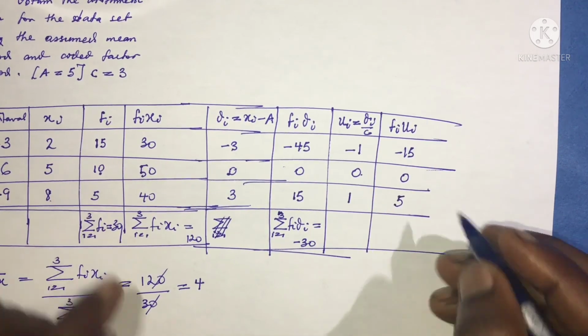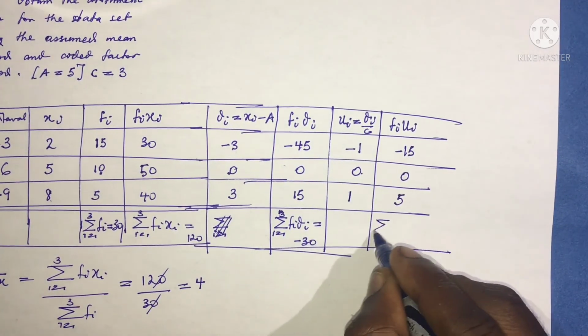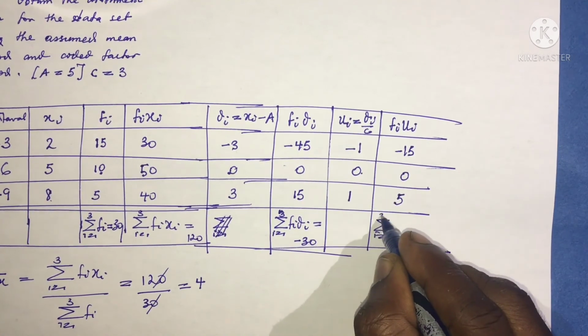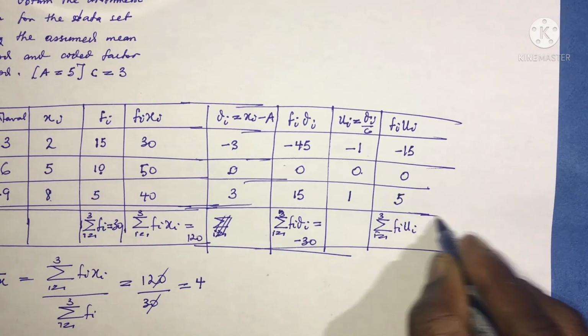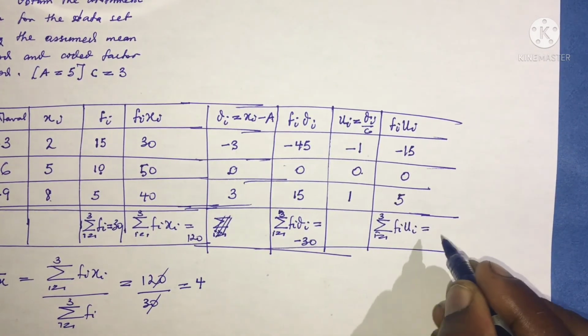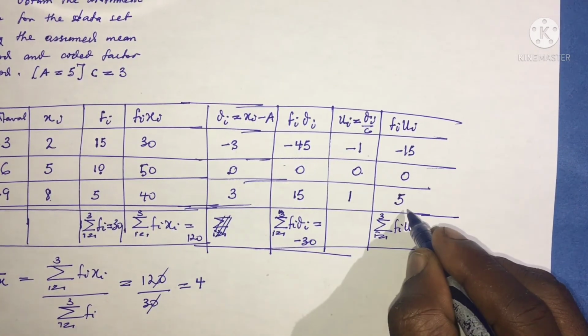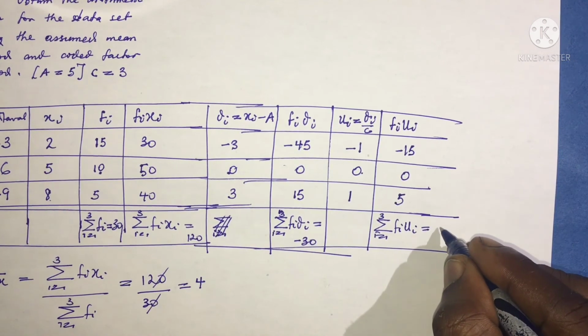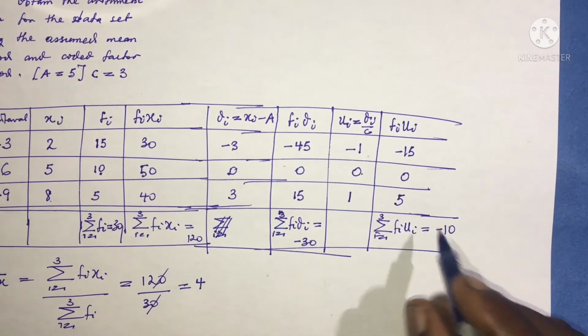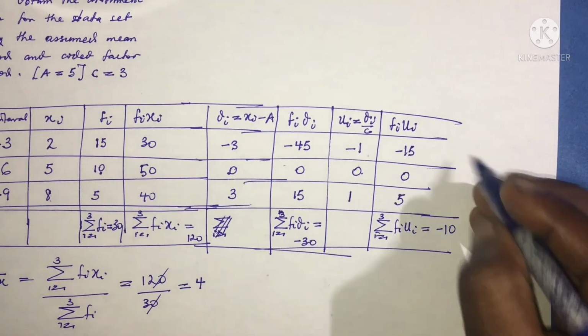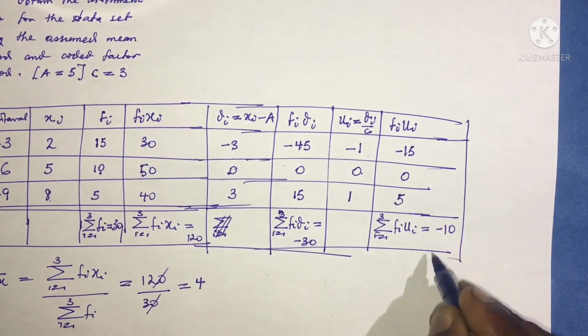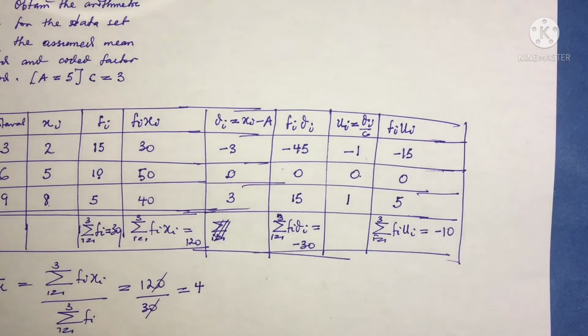So here we can now compute from i equals 1 to 3 our summation of fiui, and that will give us minus 15 plus 5, which is minus 10. Because minus 15 plus 0 is minus 15, and minus 15 plus 5 is minus 10. So this adds up to give us this. I hope you understand that.